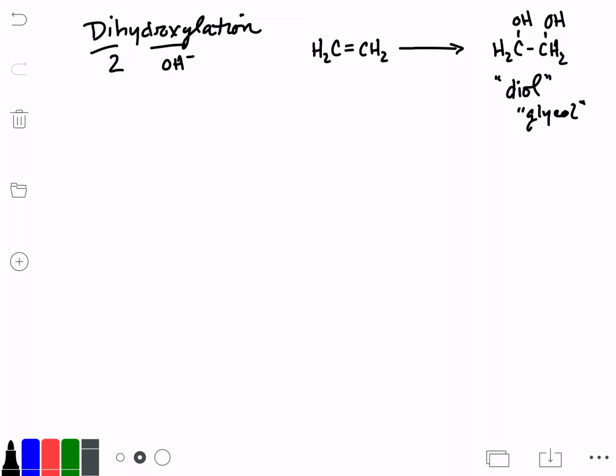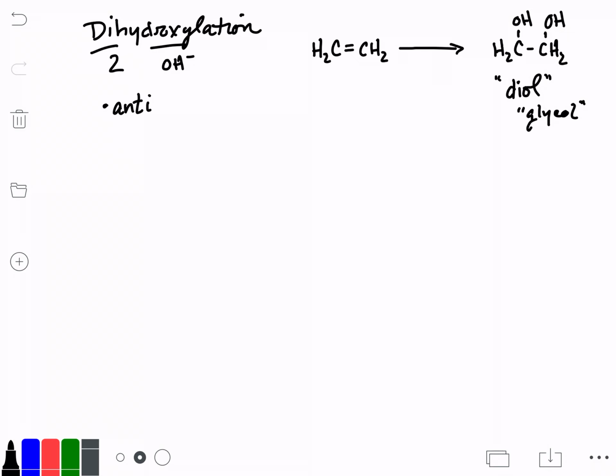We have two mechanisms to do this based on stereochemistry. We can have anti-dihydroxylation. That's going to be a two-step mechanism. Or we can talk about syn-dihydroxylation, which is a one-step mechanism. And so we'll explore both of those here as we go forward. First, the anti-mechanism. This occurs in a two-step process.